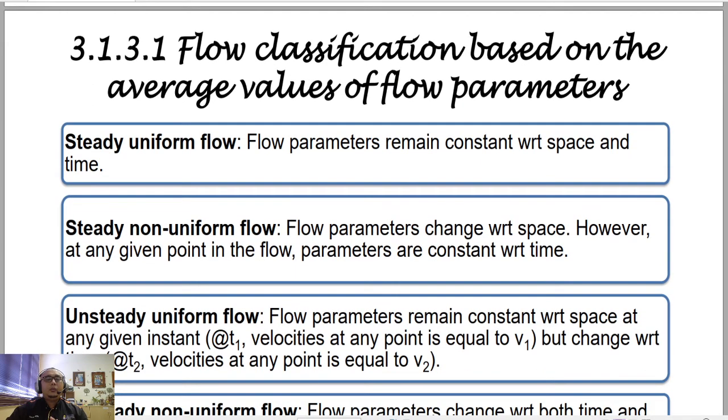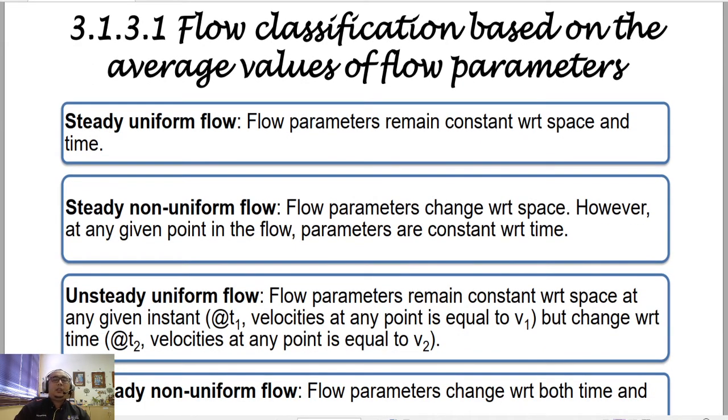Okay, so the first one untuk flow classification based on the average value of flow parameter. Kita ada 4 case. Pertama, kita ada steady uniform flow. Apa itu steady uniform flow? The flow parameters remain constant with respect to space and time.